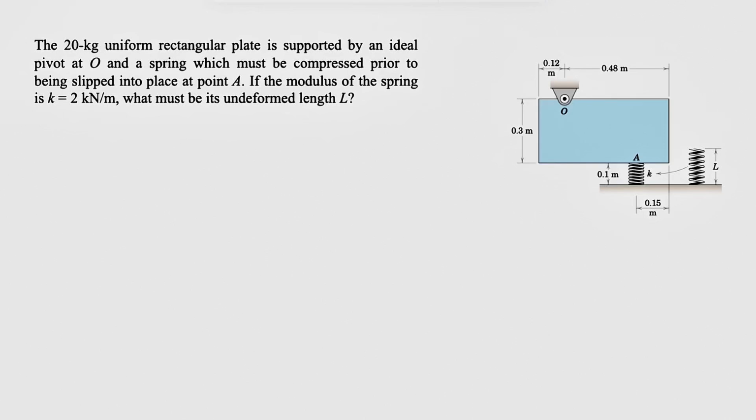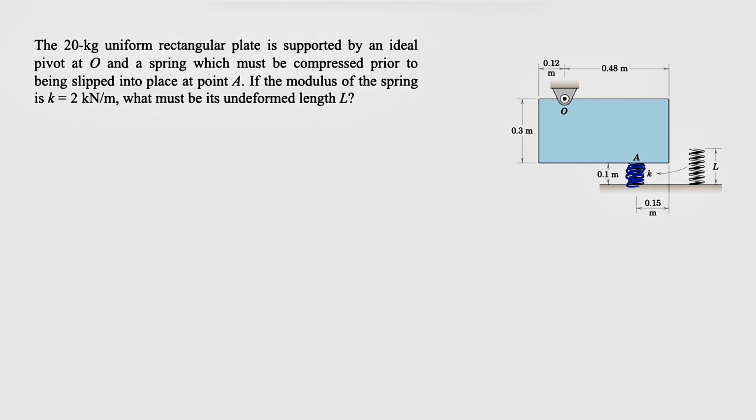Alright guys, we have another question from the third chapter of the Meriam textbook, Engineering Mechanics, and we have a 20 kilogram uniform rectangular plate that is supported by an ideal pivot at point O and a spring which must be compressed prior to being slipped into place at point A. So we have this spring in here which is in compression.